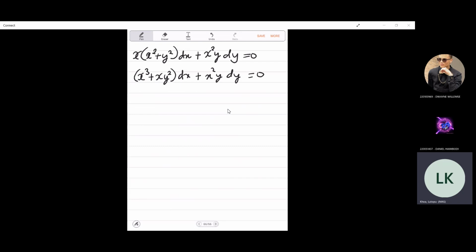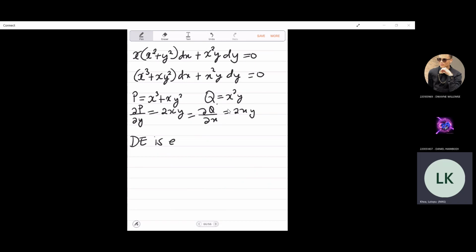Okay, so doing that, we have our p, which is x to the power of 3 plus x y squared, and q is x squared y. So dp/dy is 2xy, and dq/dx is 2xy. So now we can see that these two are equal, so our differential equation is exact. And now that we know that it is exact, we proceed to solve it as an exact differential equation.